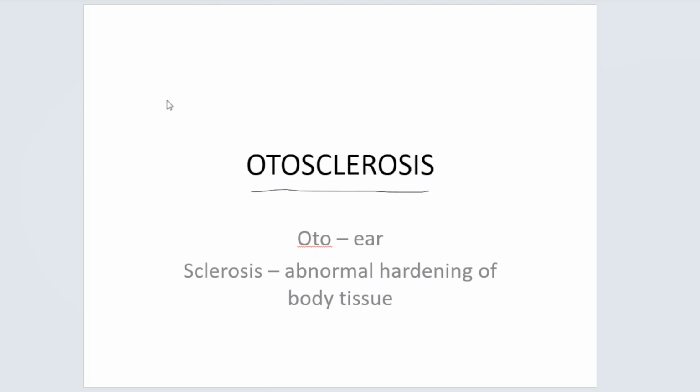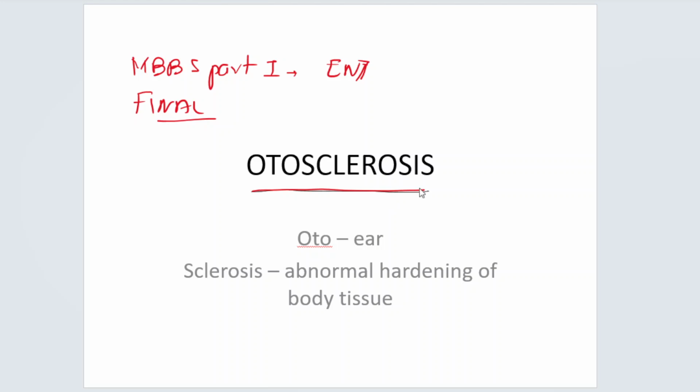From the point of view of MBBS Final Part 1, that is ENT. Okay. So today we'll be discussing otosclerosis. If you break this into two parts, oto means ear and sclerosis means abnormal hardening of the body tissue. So there is abnormal hardening where there should not be hard tissue.